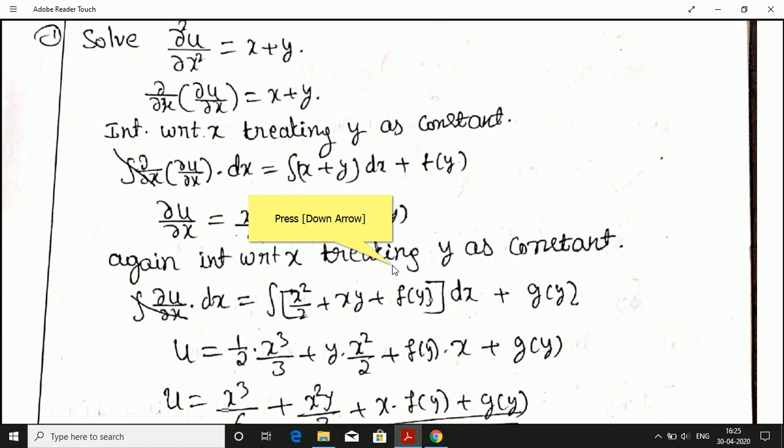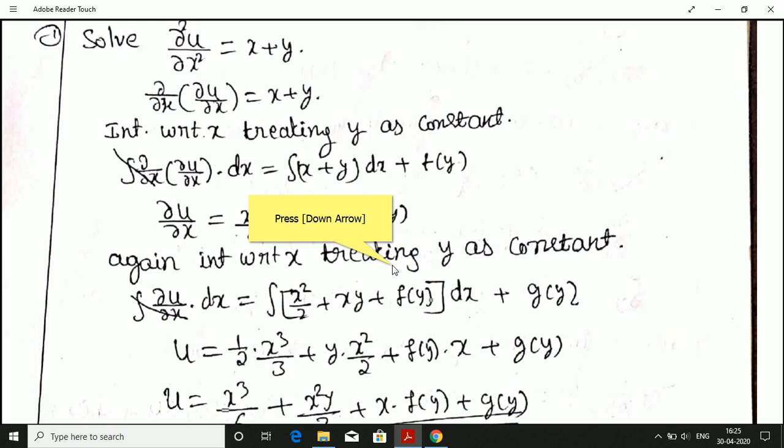Integrate this with respect to x, treating y as constant. Okay. Because here I need to remove del by del x. So integrate with respect to x, treating y as constant. Integral of del by del x of del u by del x into dx is equal to integral of x plus y into dx plus, we treated y as constant, so I added function of y as the constant of integration. Integral and derivative get cancelled. Del u by del x is equal to x integration with respect to dx is x square by 2 plus y into integration of 1 with respect to dx is x, plus f of y.